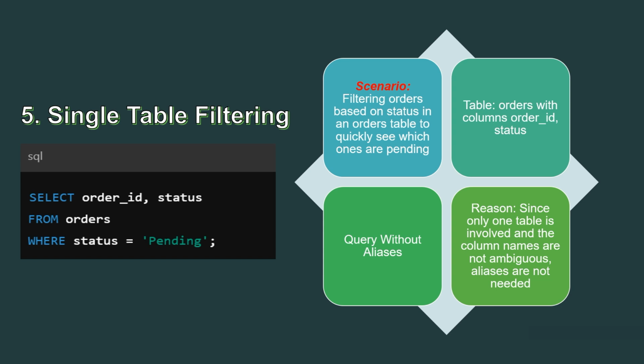Filtering orders based on status. In an orders table, you quickly see which ones are pending. Okay. Just you are going to filter or validate the data, right? That's it. So you have to check which orders are pending. Since only one table is involved, as I told you earlier, and the column names are not ambiguous, alias is not at all needed.